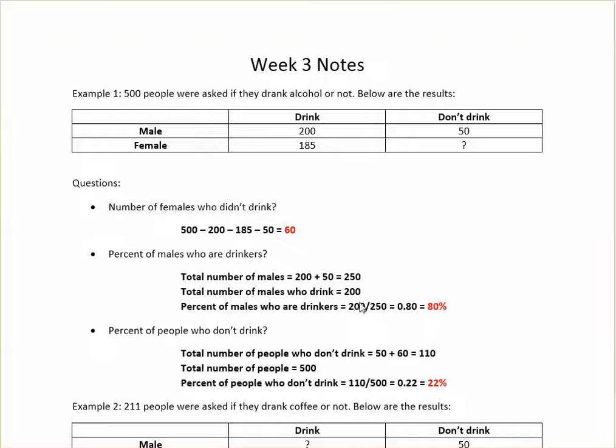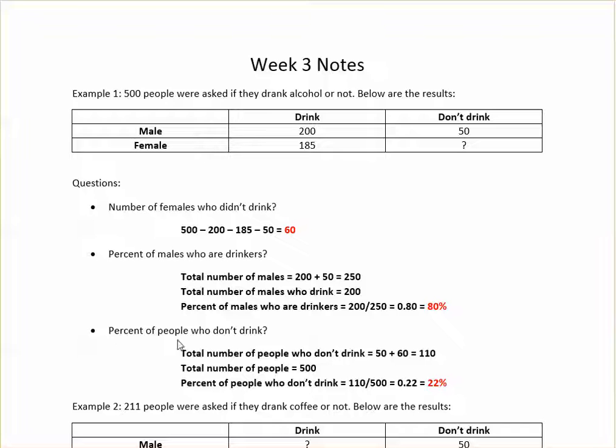So we take those 200, which is the total number of males who drink, divided by the 250, which is our total number of males, to get 0.80, which you then turn into a percent. So 80% of males are drinkers. Now when you go to actually enter this for your quiz, you just enter 80. You wouldn't do 80 with the percent, so please do not put the percent. You would just enter 80 as your answer. So the percent of males who are drinkers is 80%.